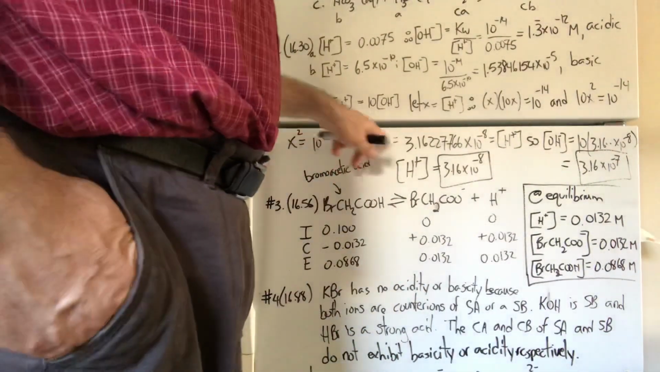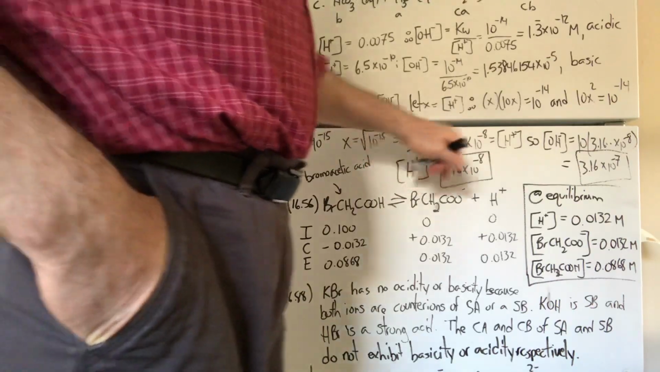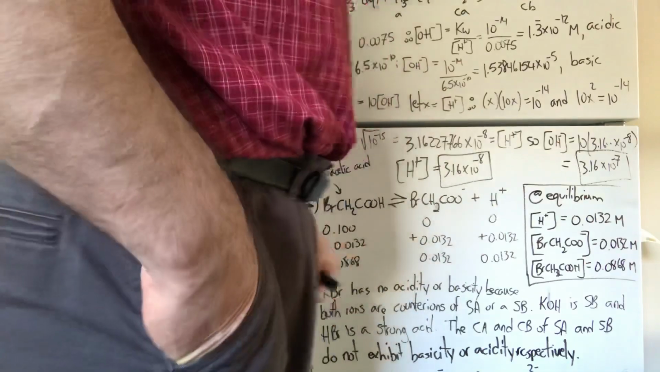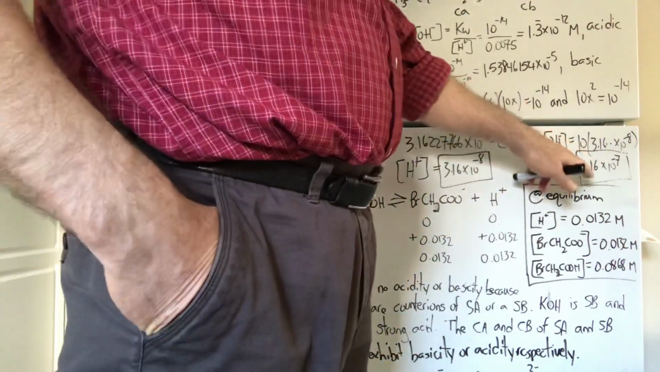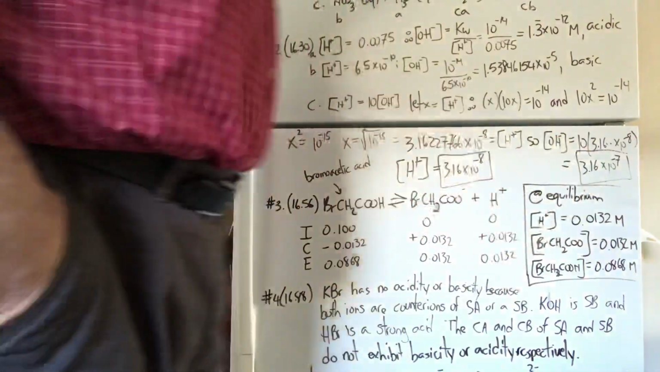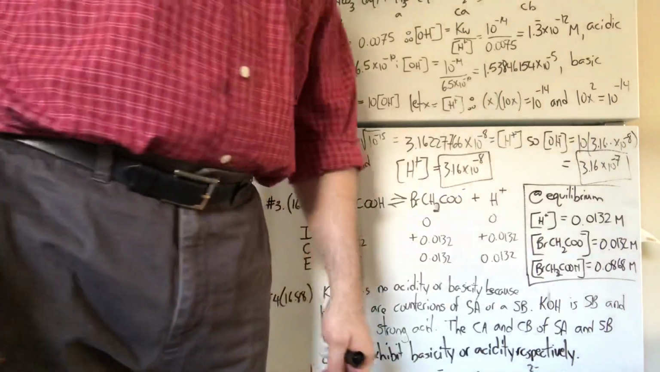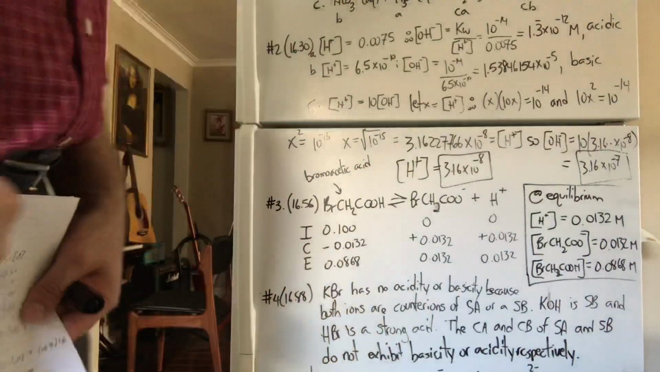And therefore, when you take the square root of that number, you get 3.16 times 10 to the negative 8. 10 times that gives you the hydroxide concentration, which is 3.16 times 10 to the negative 7. So there's your two answers. In the last part, you're asked to calculate the Ka value.